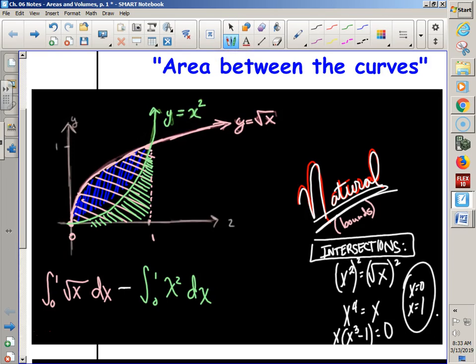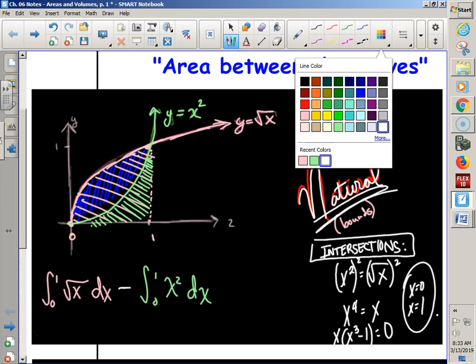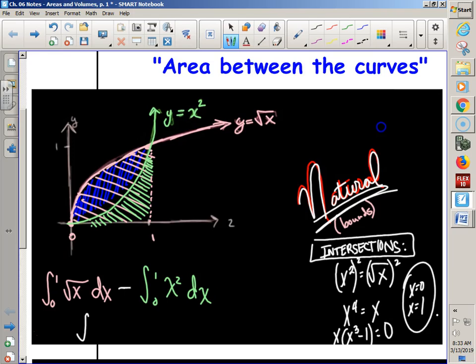Now, guys, technically, can't we combine this whole thing? If we have common bounds, can't I technically write this as one expression, integral from 0 to 1 of square root of x minus x squared dx?